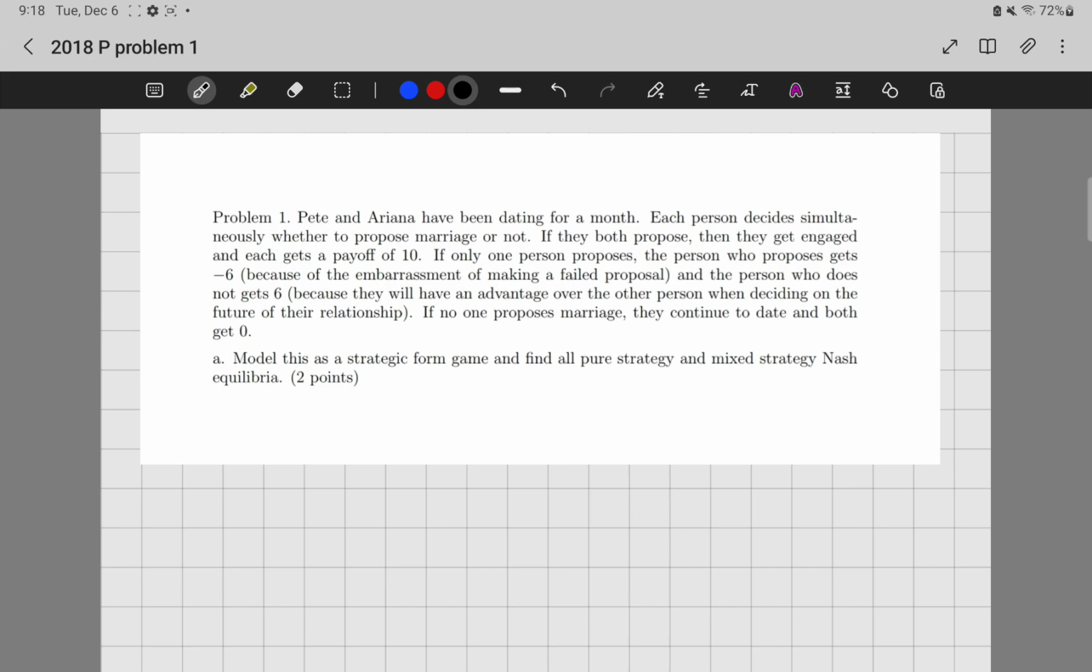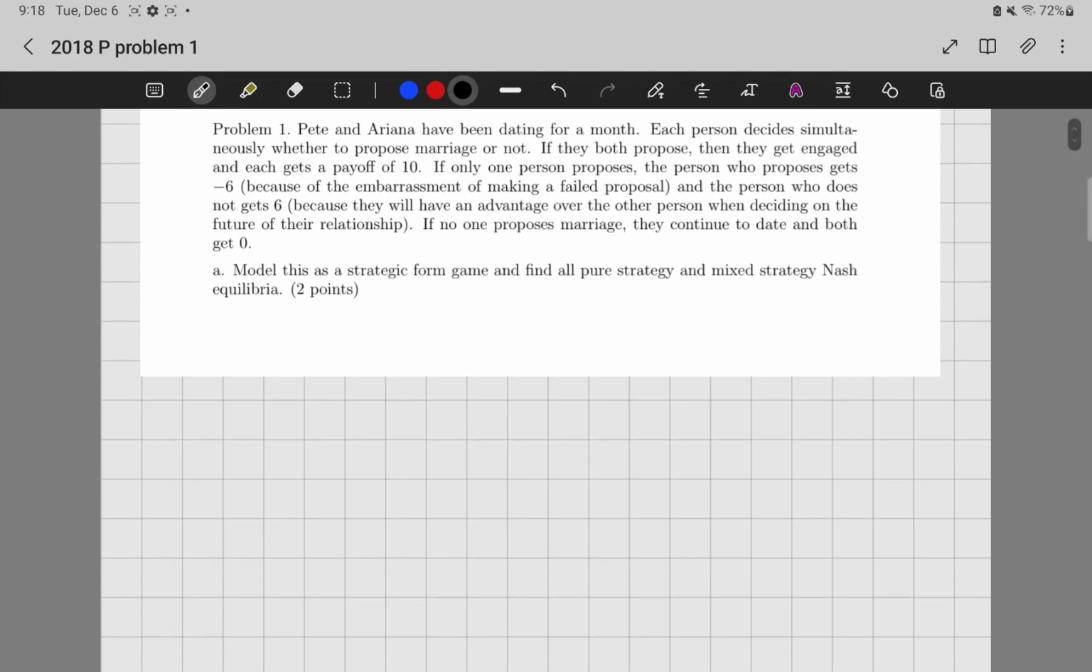Model this, and Section A wants us to model this as a strategic form game and find all pure strategy and mixed strategy Nash equilibria. Now this is easy. First, we find the players of the strategic form game, and there are 2 players, which is Pete and Ariana, and they each have 2 choices: to propose or not to propose.